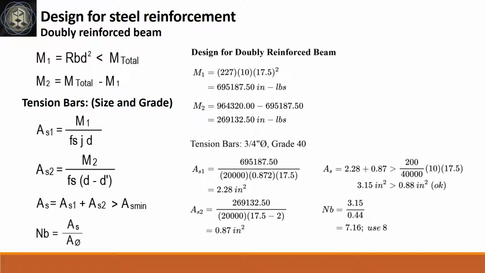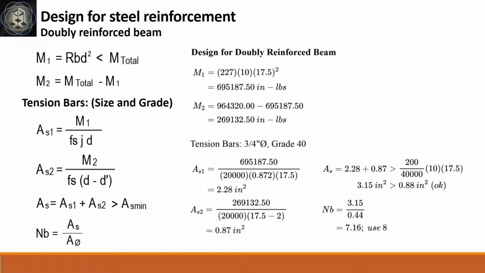First, solve the moment capacity of the beam section given R equals 227, b equals 10, and d equals 17.5. We get M1 equals 695,187.5 inch-pounds. Then subtract M1 from total design moment to get the excess moment required, which is M2 equals 269,132.5 inch-pounds. The area of steel from M1 is 2.28 square inches, and M2 is 0.87 square inches, giving us the total area of steel of 3.15 square inches.